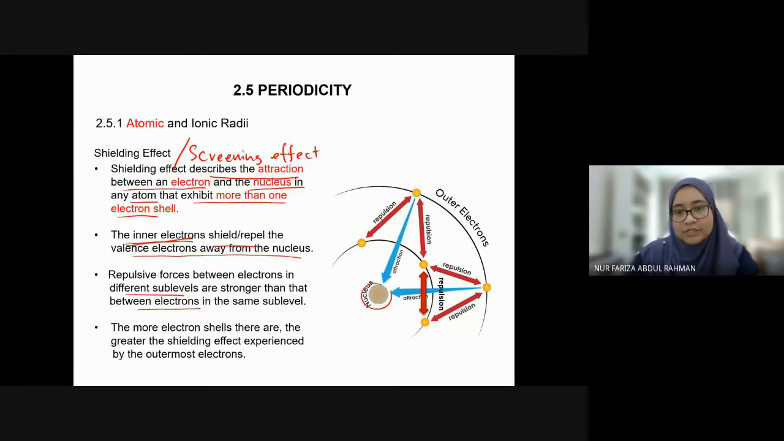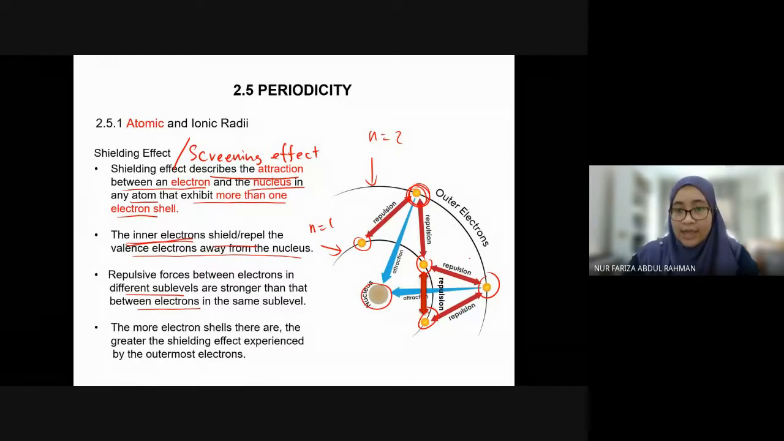So imagine, this is the nucleus, right, and then these are all the electrons. Okay, assume that this is n equal to 1 and this is n equal to 2, right? So in n equal to 2, we have the valence electron. Okay, alright, so electron and electron, they repel each other. So we have these two electrons in the same sublevel, and we also have this electron, so of course they will repel.